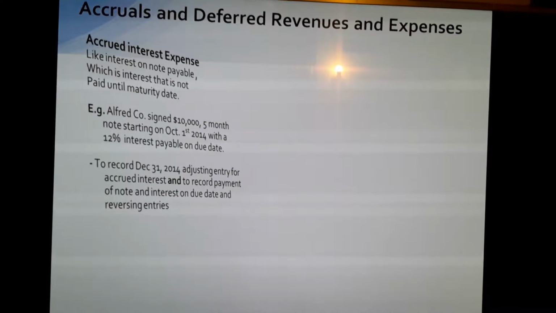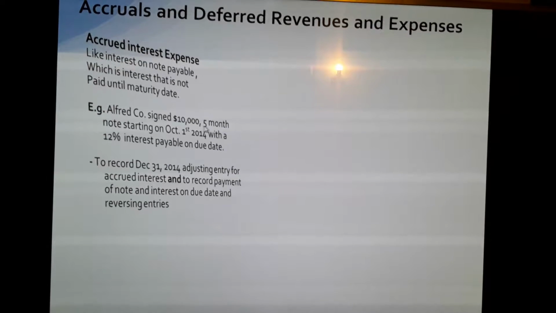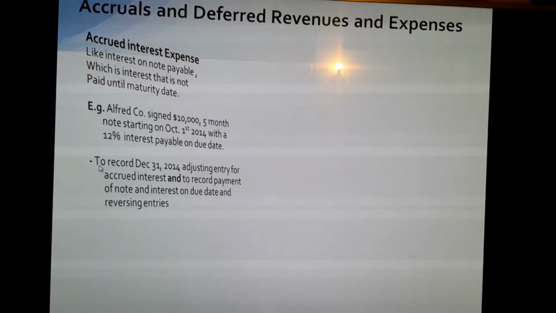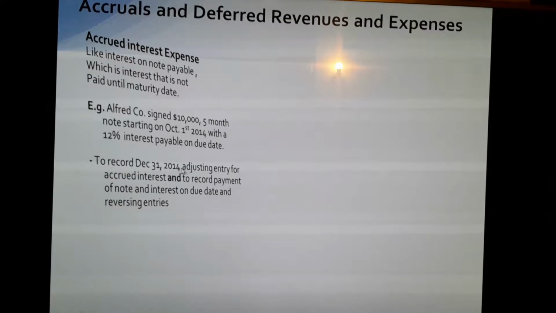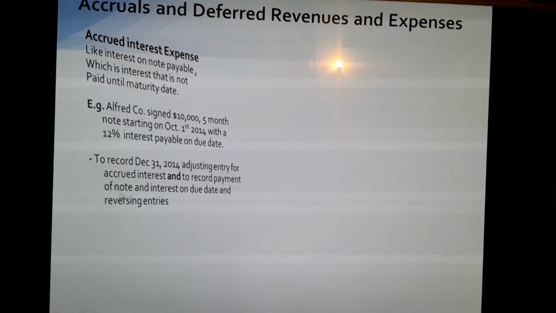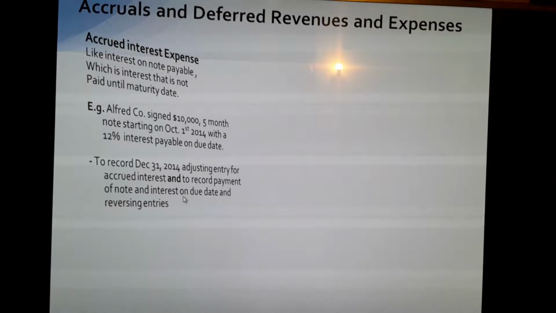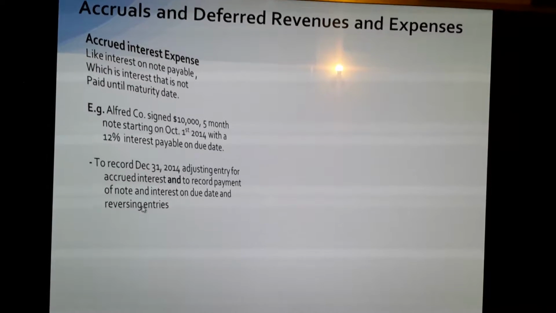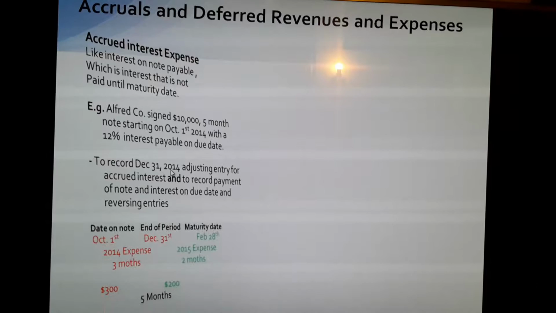So with this example, let's see. Alfred Company signed a $10,000, 5-month note starting on October 1st, 2014, with a 12% discount payable on the due date. This is what they ask us to do: record the December 31st, 2014 adjusting entry for accrued interest, and record payment of the note and the interest on the due date, and the reversing entry. This is the first time we talk about a reversing entry. Why do we talk about reversing the entry here?